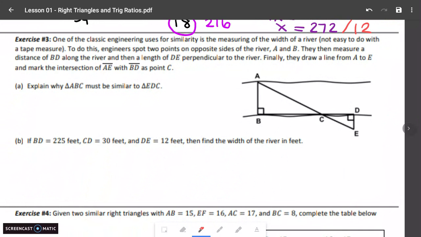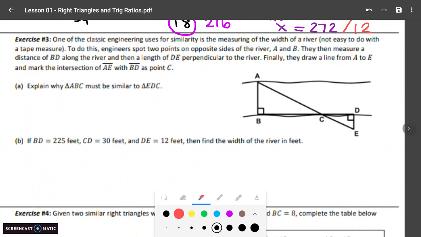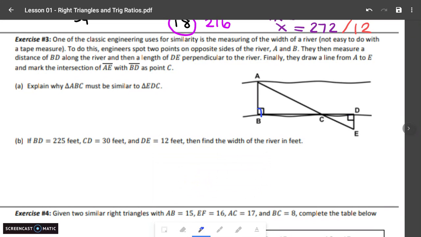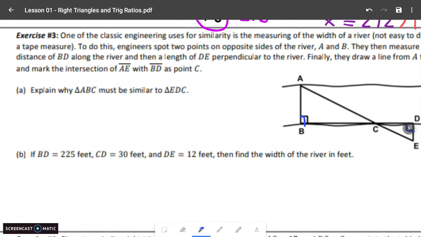So you'll notice that they use perpendicular lines, which tells us that we have 2 right angles right off the bat. Now, once I know that I have right angles, the first question is asking me how I know these triangles are similar. So first off, I know angle B is congruent to angle D. We know perpendicular lines form congruent right angles. We see that they're right angles, so we have all right angles are congruent.